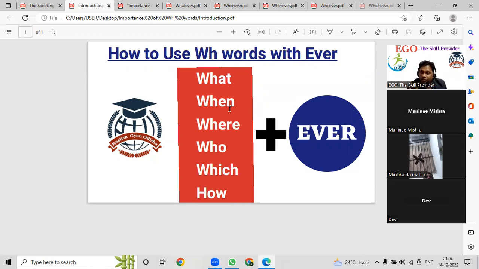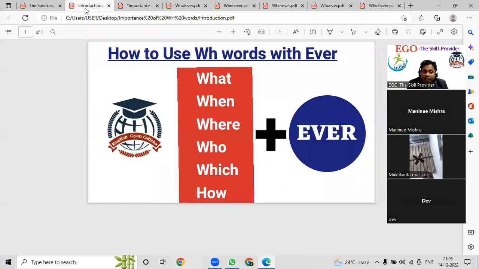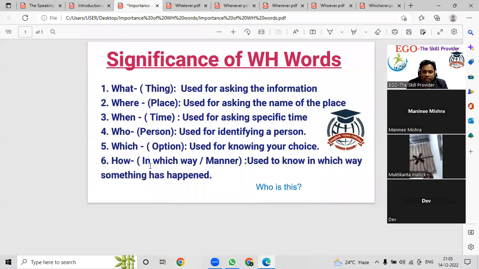Significance means importance. Okay. Whoever, whose significance is lost. Whichever, let me check it out. Whichever. Okay, so what is the situation? It nullifies the importance of which. It is used for saying that it doesn't matter. Which is used for something when you have an option, a choice. It is used for knowing your choice.